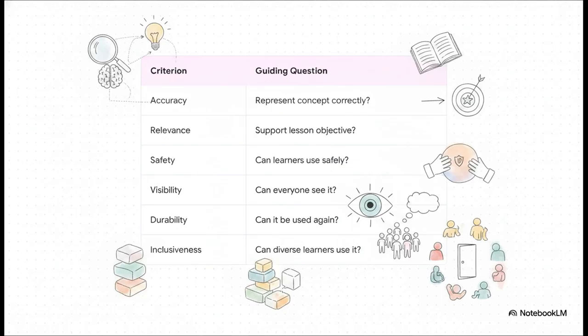Before using any improvised material, you really need to put it through a rigorous checklist. Ask yourself about its accuracy and relevance first. Does it represent the concept correctly and actually support the lesson objective? Then, think about the pure logistics. Is it safe? Is it visible to everyone in the back row? Is it durable enough that you can use it again next year? And, crucially, inclusiveness. Can learners with diverse needs actually use it? Honestly, an excellent material absolutely must answer yes to all these questions.